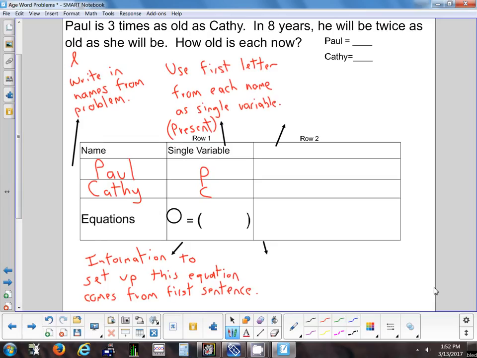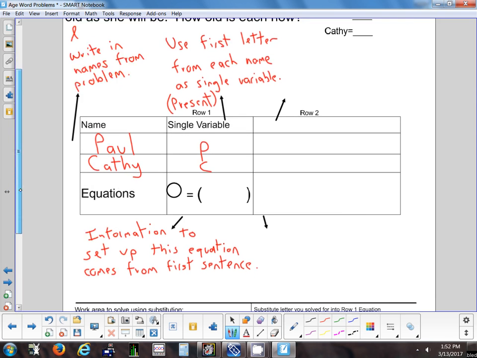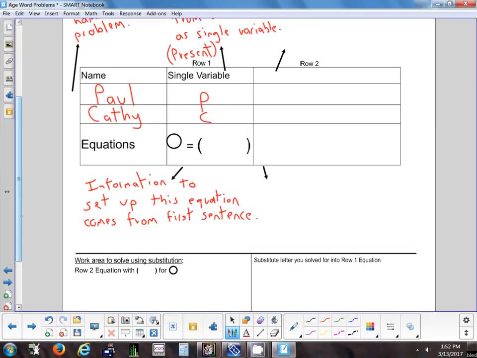Like I said, usually the first sentence is going to be dealing with the present. So that's how Paul is P, Kathy's C. All right? The only time that'd be a little bit, one little note I want you to put on here.